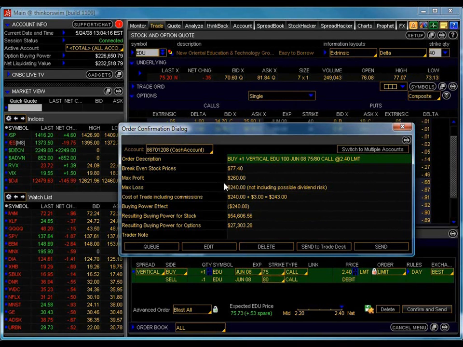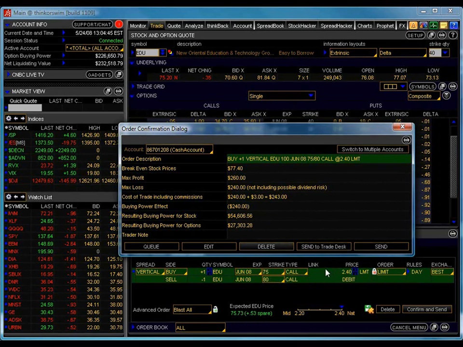Our maximum loss is $2.40 or $240, which is $2.40 per spread, which is the exact amount that we paid for the spread. Okay, so the most you can lose in a vertical spread is exactly what you paid for it. That's the maximum amount of money that you could lose. You can't lose any more than that.